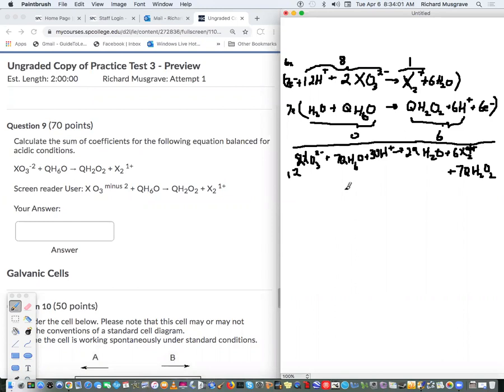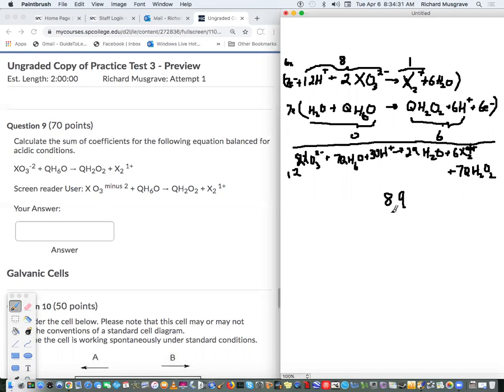It'd be 12 plus 7 is 17, plus 30 is 47, plus 29, 76 plus 6, 82 plus 7 is 89. So that would be the answer. You just put it in there. And you can't get the right answer unless you balance it correctly. You could guess it, but boy, that would be a pretty good guess.